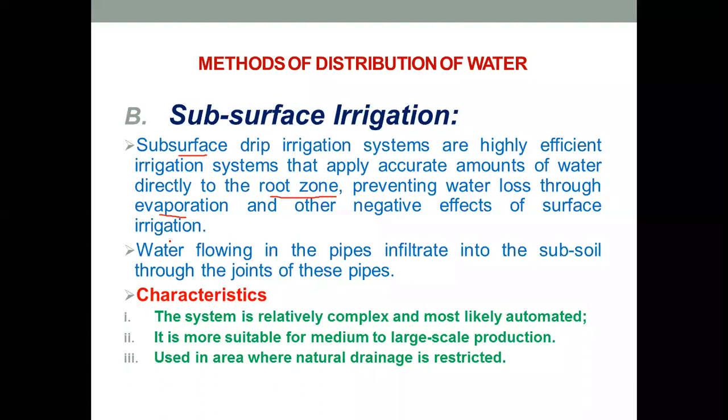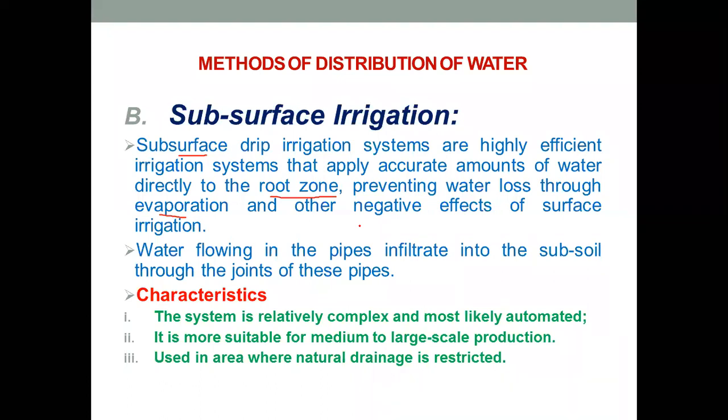How are we going to provide an accurate amount of water? By controlling the discharge through the pipe. And we are going to provide the water directly to the root zone. Now the last part of the sentence says it prevents water loss through evaporation and other negative effects. So we'll see what negative effects will be reduced due to the use of subsurface irrigation.